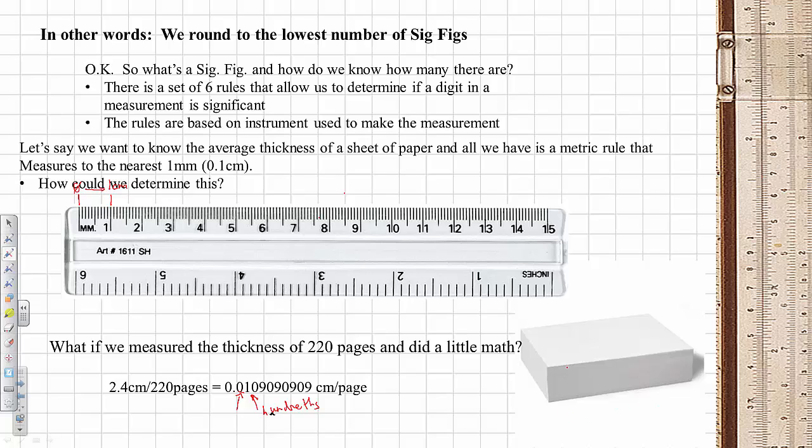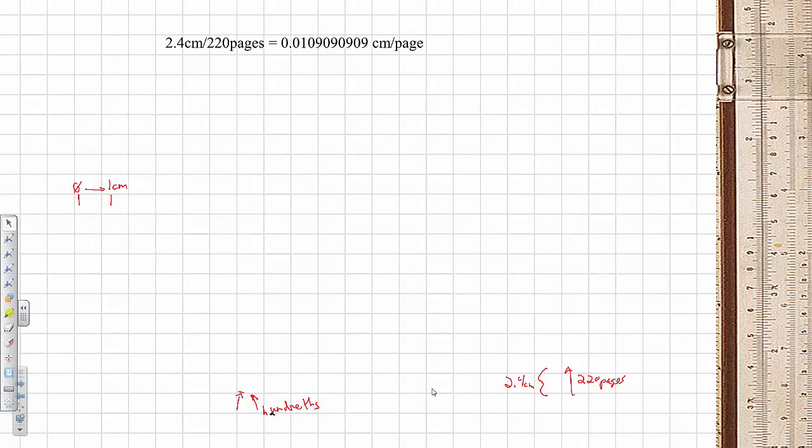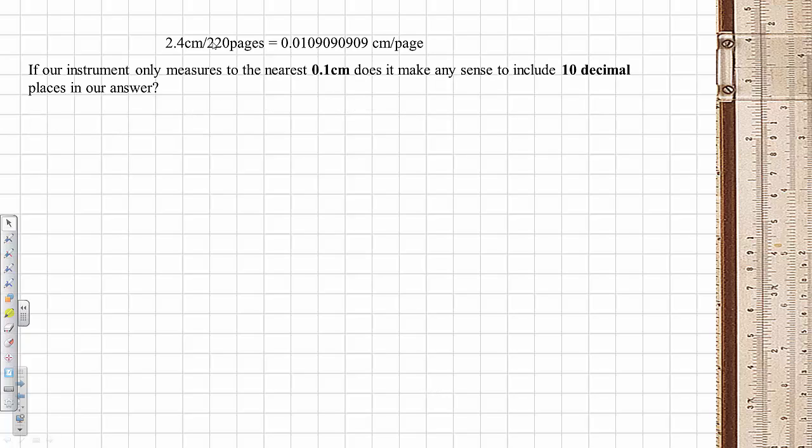Oh, and there's our stack of paper, right? So we measure this. This is 2.4 centimeters, and it's 220 pages, or 220 sheets. And by doing the math, we can calculate the average thickness. All right. So the calculator gives you something like this, but if we can only measure to the tenth of a centimeter, does it make any sense to include all of this? Actually, it doesn't. So we're going to apply these rules of sig figs.